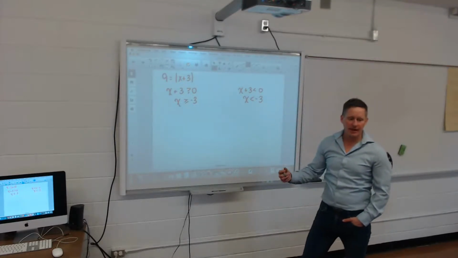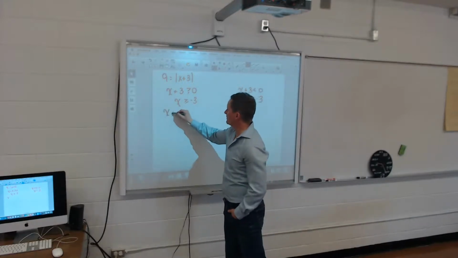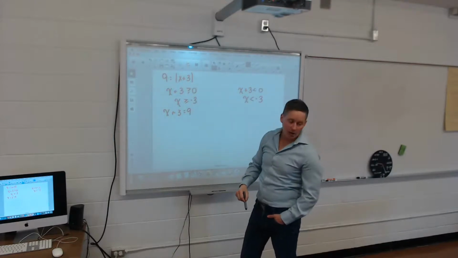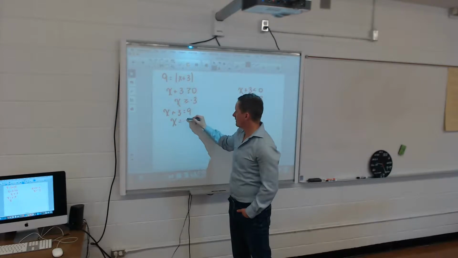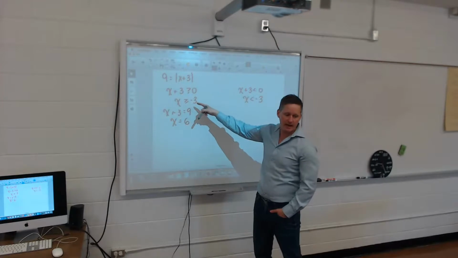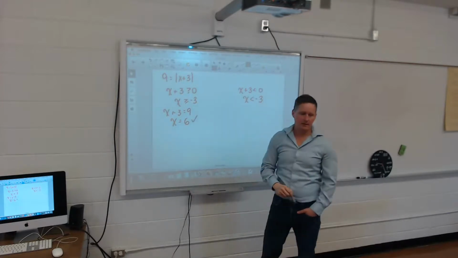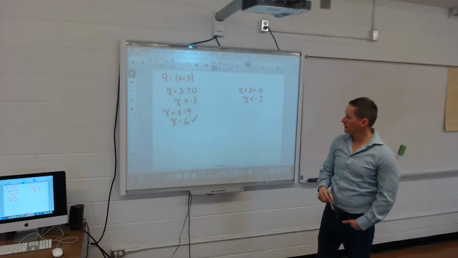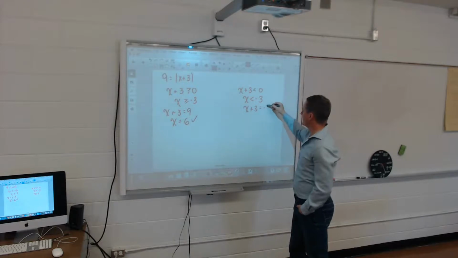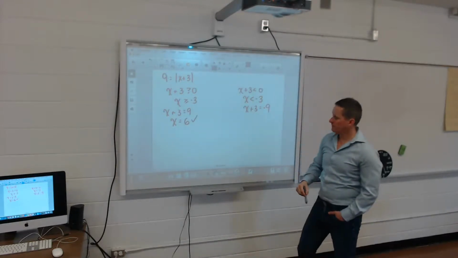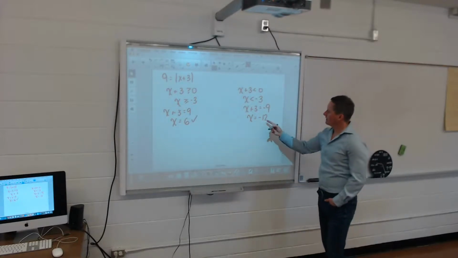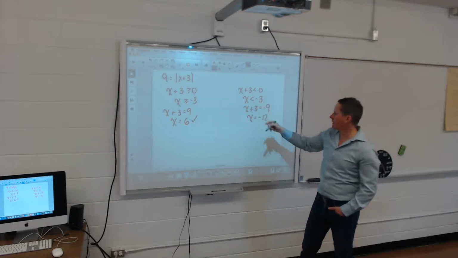So for the positive case, I go x plus 3 equals 9. Okay? Subtract 3 from both sides. X is equal to 6. Is 6 greater than or equal to negative 3? Yeah. That's the correct answer. All right. Let's work over here now. X plus 3 is equal to negative 9. X is equal to negative 12. Is negative 12 less than negative 3? Yeah.